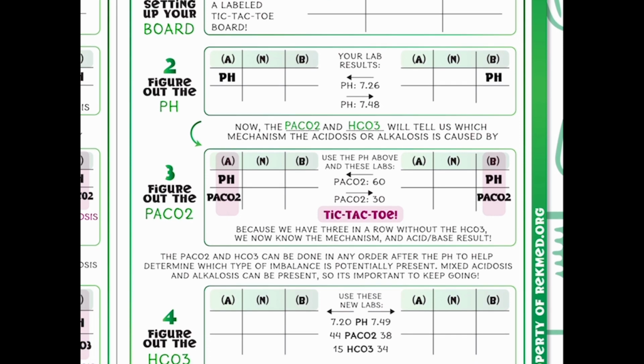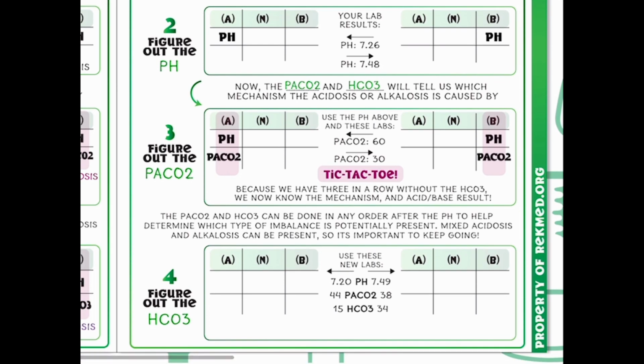So lastly, we're going to look at step 4, and we're going to still figure out this HCO3 or this bicarb. So these are going to be new labs that we're going to use here on our last patient. So this patient on the left, we see has a low pH, so this is in our acidotic column. Our PaCO2 is going to be normal because it's within our 35 to 45 range, and our HCO3 or our bicarb is going to be acidotic because our bicarb is so low. So we do have 3 in a row over here.